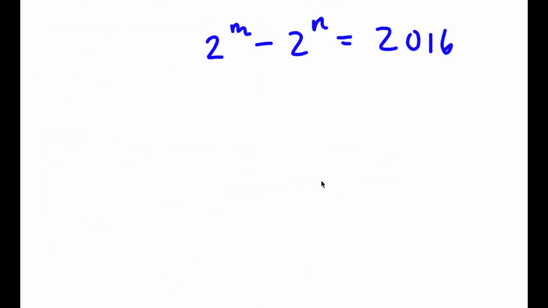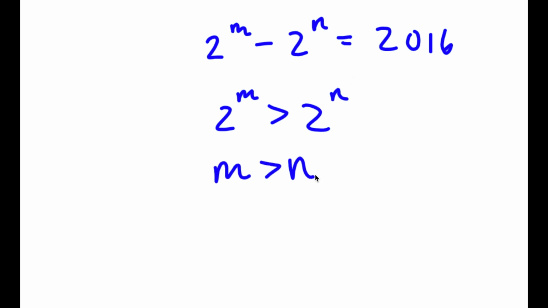Alright, so in this problem, I have 2 to the power of m minus 2 to the power of n is equal to 2016. At first glance, I know that 2 to the power of m is greater than 2 to the power of n. Because if 2 to the power of m was less than 2 to the power of n, then this would not be a positive number, this would be a negative number. So if 2 to the power of m is greater than 2 to the power of n, then this also means that m is greater than n, because they're both the same base.